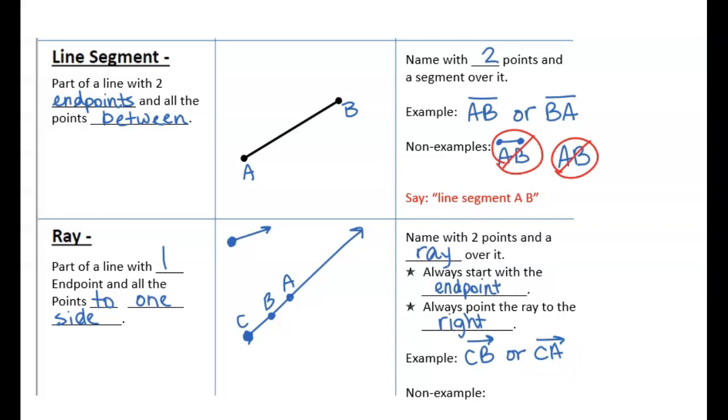Some non-examples would be ray BC. The issue with this is that we're using 2 points, but we didn't start with the endpoint. So that's not a good example. Ray AC, for the same reason, does not refer to the entire large ray because we're not starting with the endpoint. And finally, ray CB is good, but remember the arrow points to the right. If you have an arrow pointing to the left, that is not referring to a ray. That is incorrect.